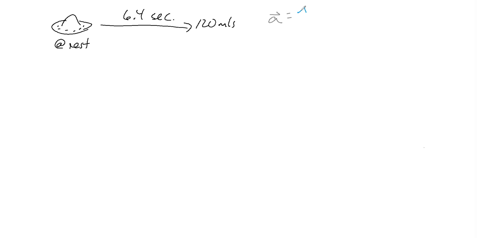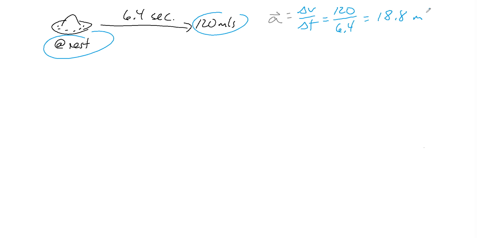Well, acceleration is change in v over change in t. So of course the change in v started at rest and it went up to 120. So the change in v would just be the 120. The time is 6.4, so that's pretty straightforward. So I just have to divide the 120 divided by 6.4, and I will get an acceleration of around 18.8 meters per second squared. So there's my acceleration.